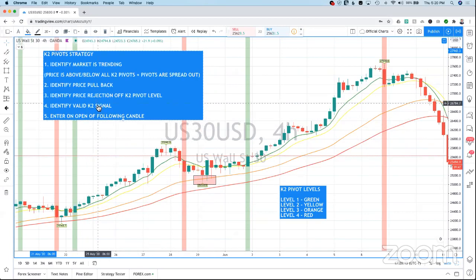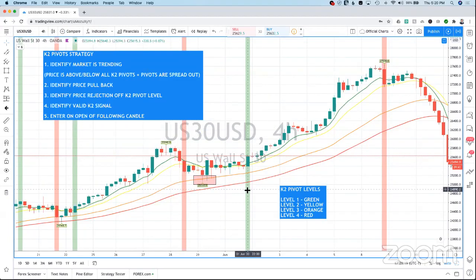Lastly, we want to identify a valid K2 signal so you know what direction momentum is moving. So right here, we identified all requirements, and then we have a valid K2 buy signal right here in the direction of the trend, confirming the setup.